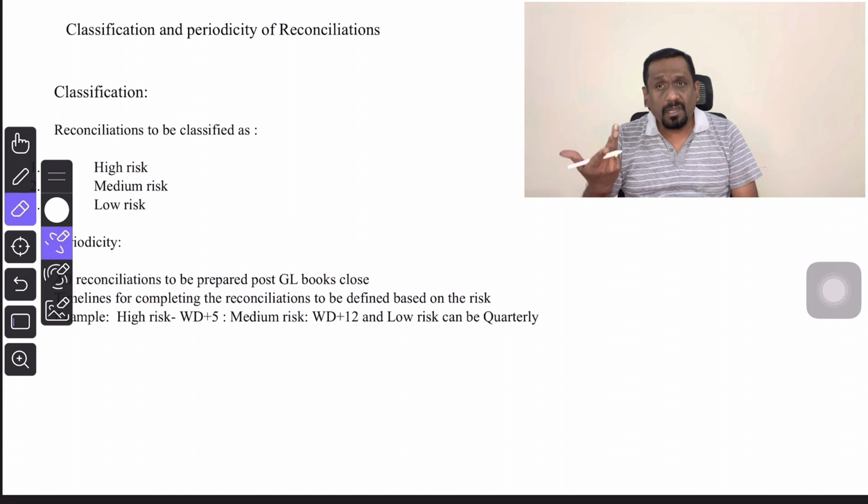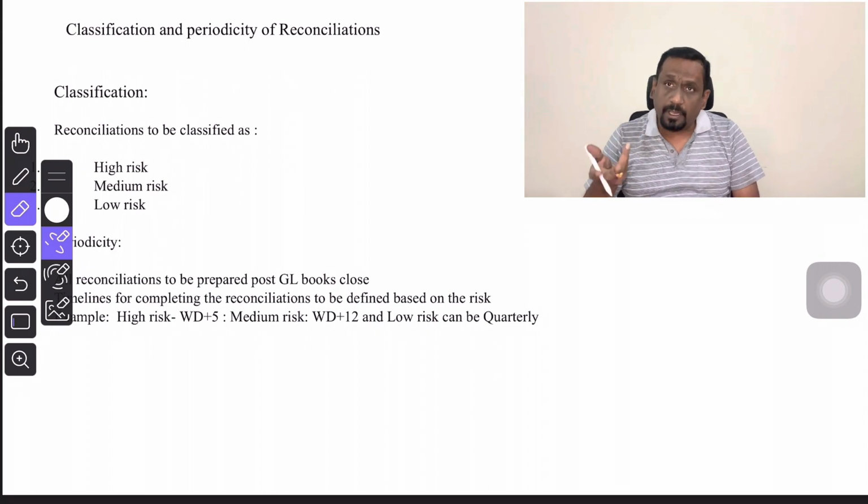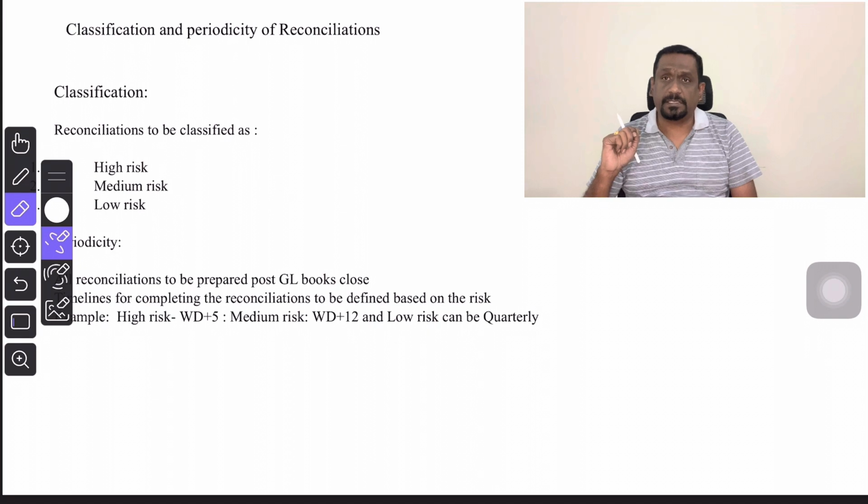Equity. What additional transactions do you keep posting to equity on monthly basis or daily basis? Very, very few transactions. Forget about few. There won't be any transactions. So equity, why do you need to do it on a monthly basis? I can do it on quarterly basis. I can do it on even half yearly basis.